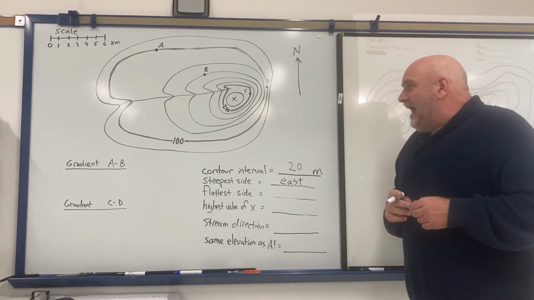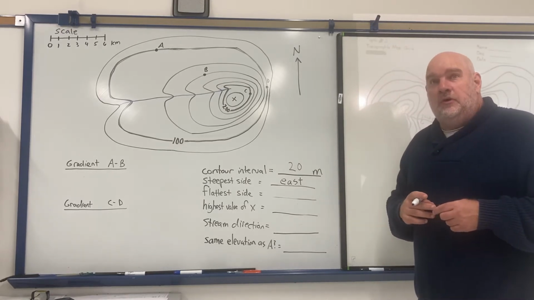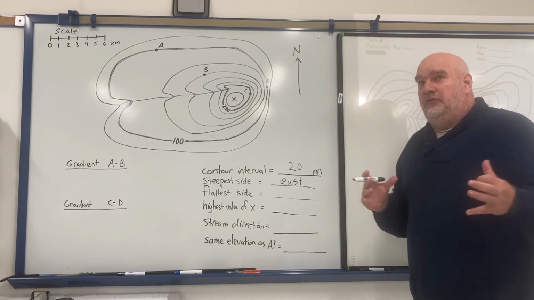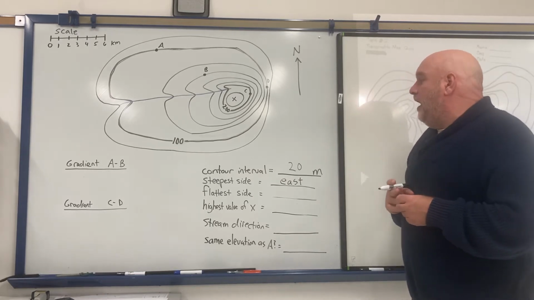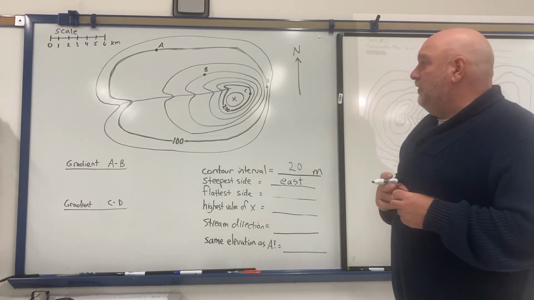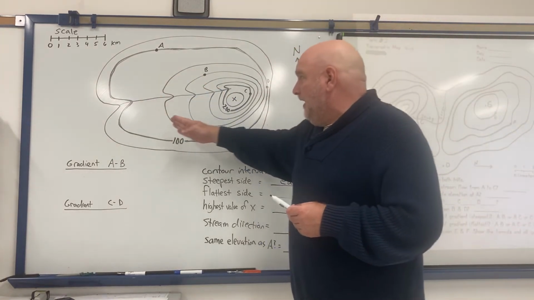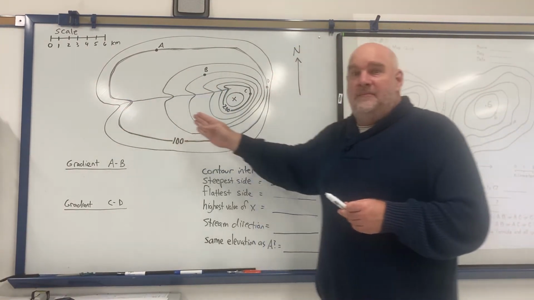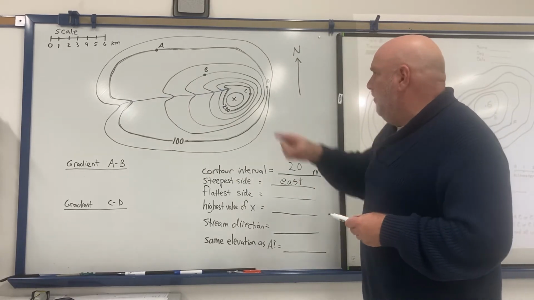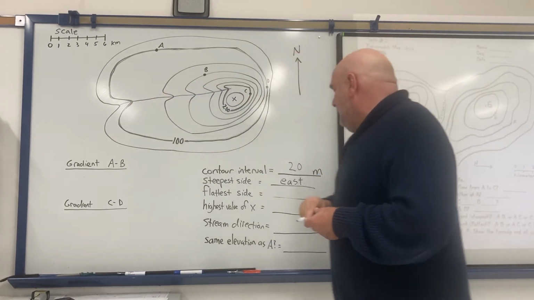All right, the flattest side, or in other words, which one has the smallest gradient or lowest gradient, that's going to be where the lines are farthest apart. So what I'll notice is that over here, the lines are very far apart. That means it is very flat. So that side would be the west side.